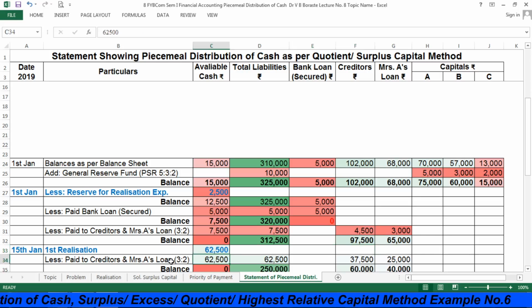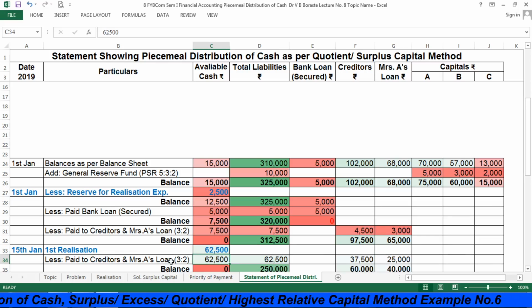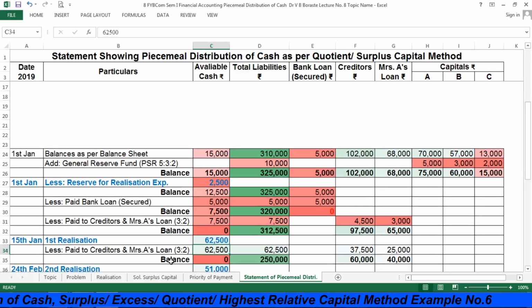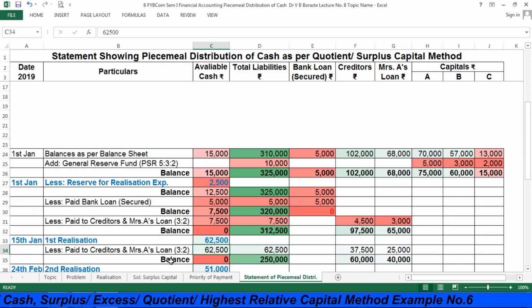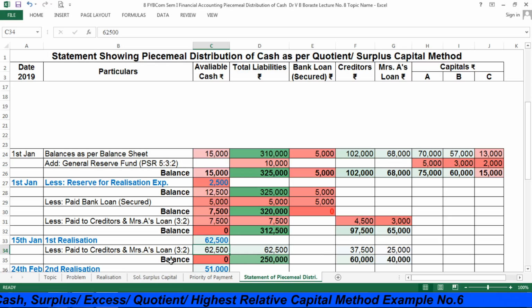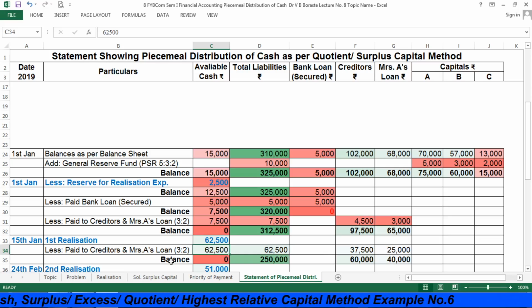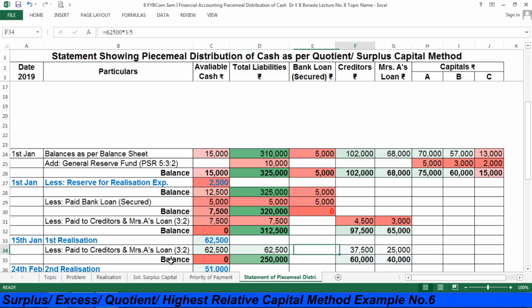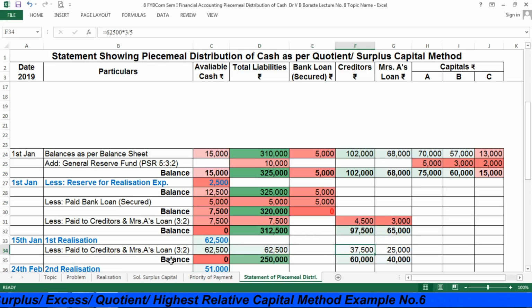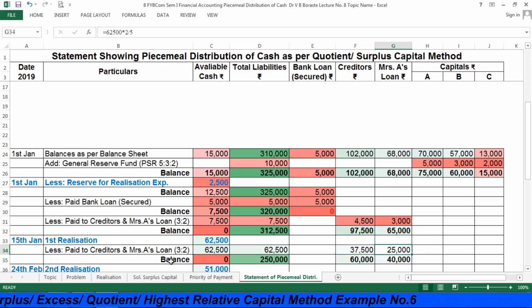Still we have to pay 62,500 to creditors and Mrs. A's loan. So in the next step, let's pay creditors and Mrs. A's loan 62,500 in the ratio of 3:2. So total liability will be reduced by 62,500. Creditors will get 37,500 and Mrs. A's loan will get 25,000.